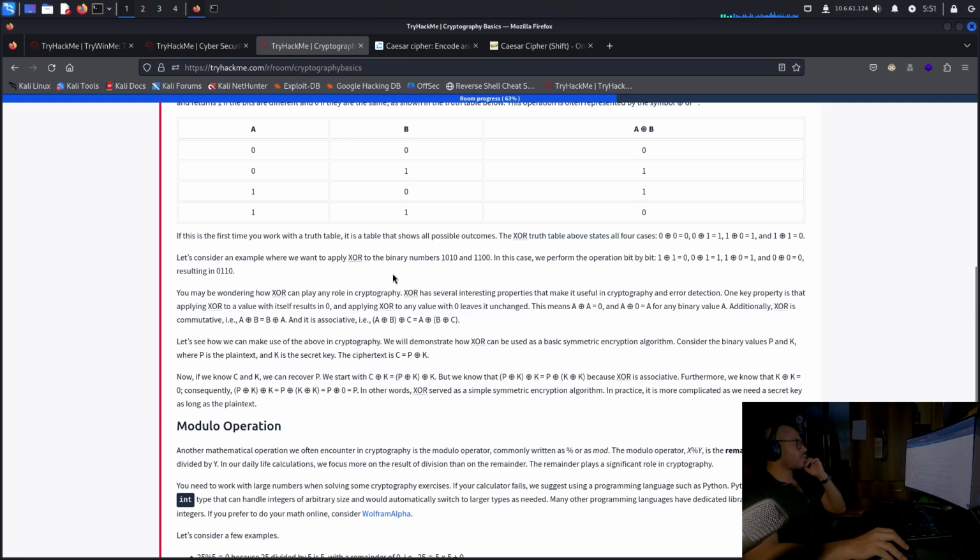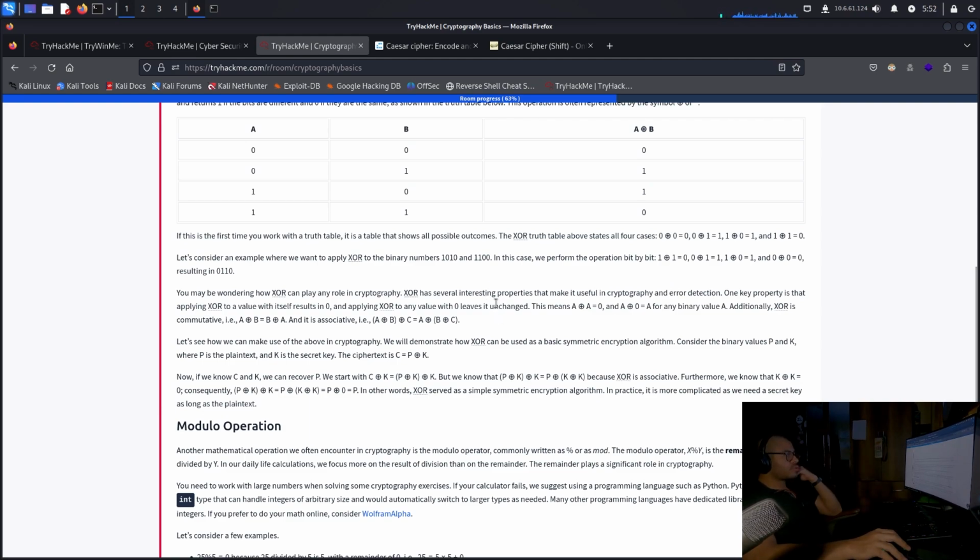Let's consider an example where we want to apply XOR to the binary numbers. In this case, we perform the operation bit by bit. 1 with 1, 0 with 1, and then okay, resulting in 0, 1, 1, 0.